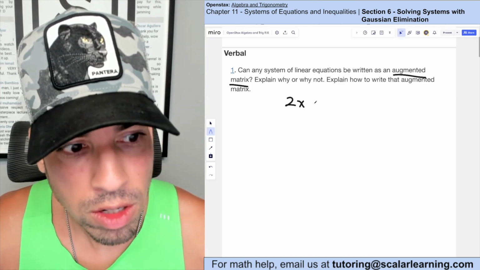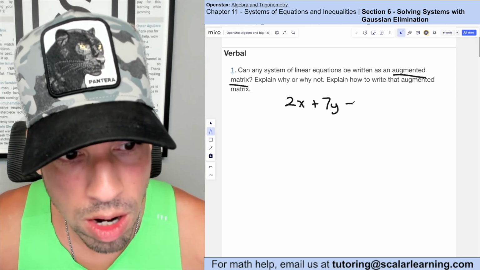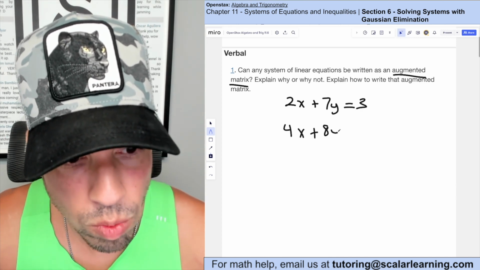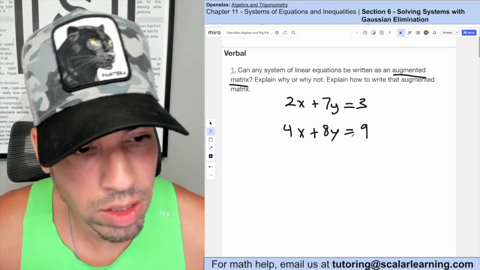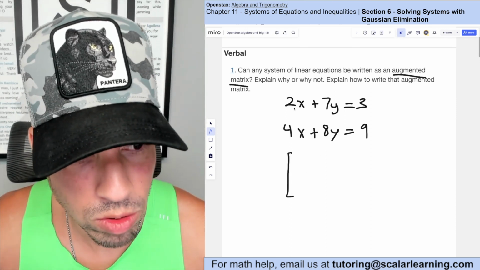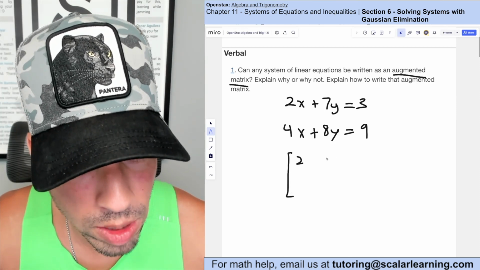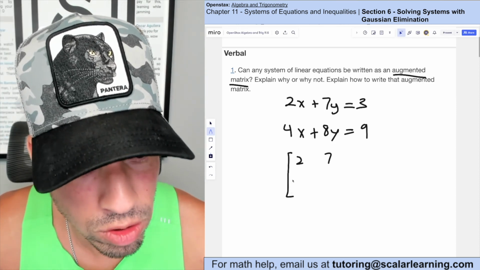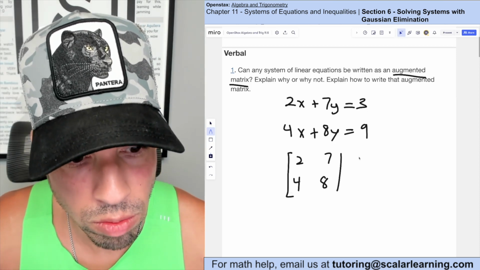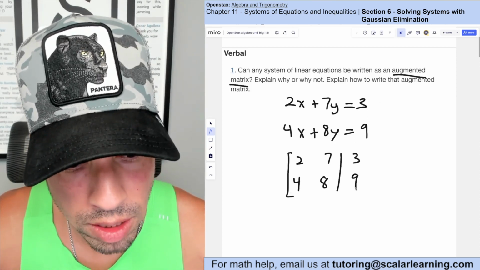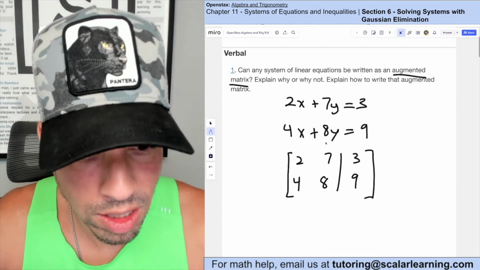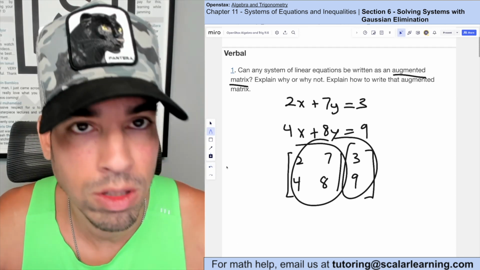Let's say we have 2x plus 7y equals 3, 4x plus 8y equals 9. Okay, so just a random system. The way that you can write it out as an augmented matrix would be you take the coefficients of the variables, right? 2, 7, and again, they're lined up, right? 2, 7, 4, 8. And then these little constants over here, the 3 and the 9, are going to go past the bar like this. So you can pretty much do this for any system of equations. The constants over here, coefficients here, that's how you do it.